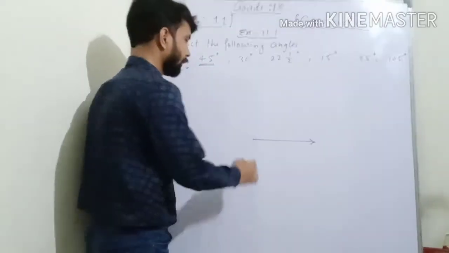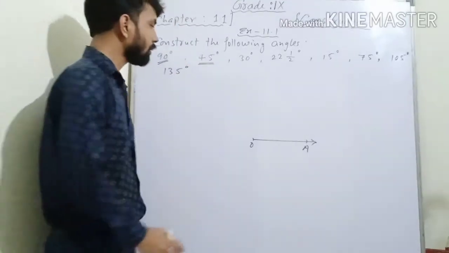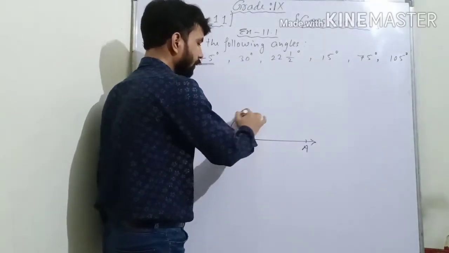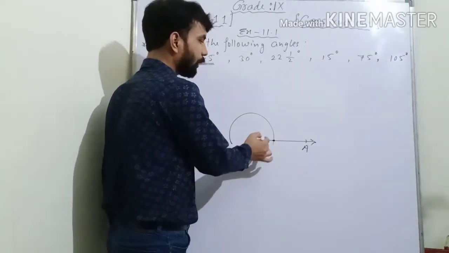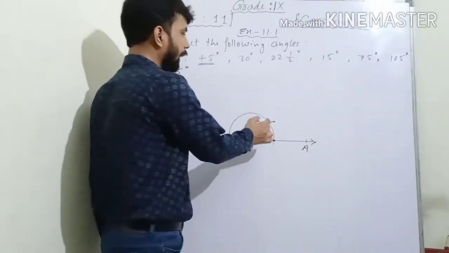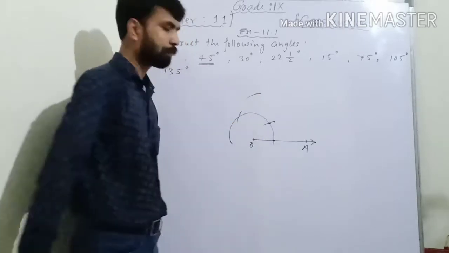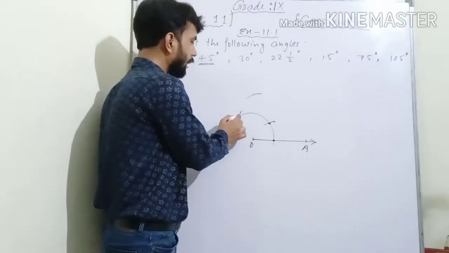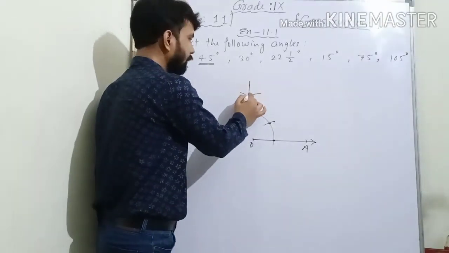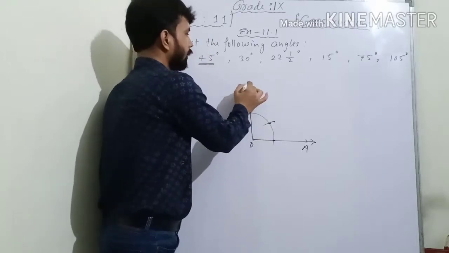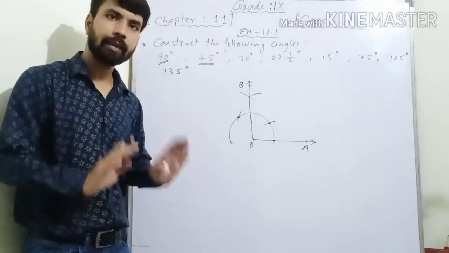Construct a baseline, name it OA. Take any distance in your compass, keep your compass at O. Construct a semicircle like this. Now put your compass on this intersection point, construct an arc like this. Now we have to put our compass here, construct another arc like this. Now we have to put our compass at this point, construct an arc like this. Now we will join these 2 points. This point is B. Now this angle is 90 degree.